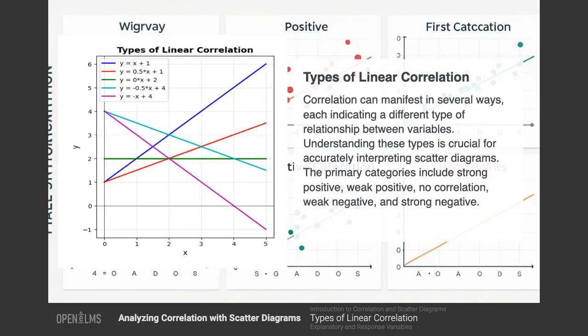Types of linear correlation. Correlation can manifest in several ways, each indicating a different type of relationship between variables. Understanding these types is crucial for accurately interpreting scatter diagrams. The primary categories include strong positive, weak positive, no correlation, weak negative, and strong negative.